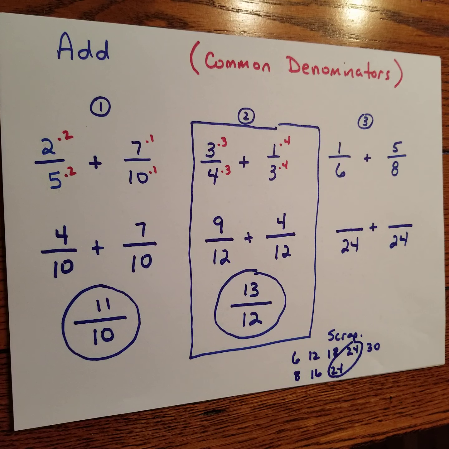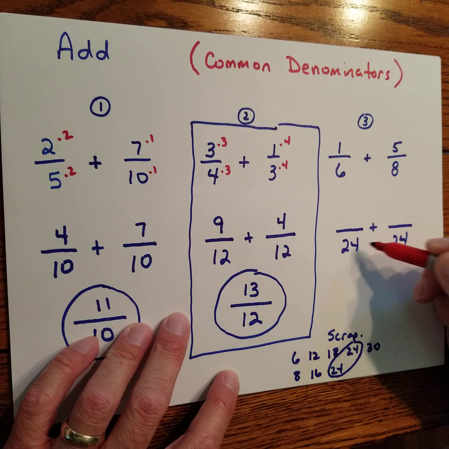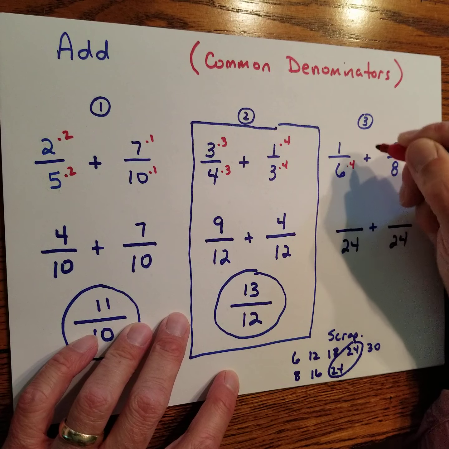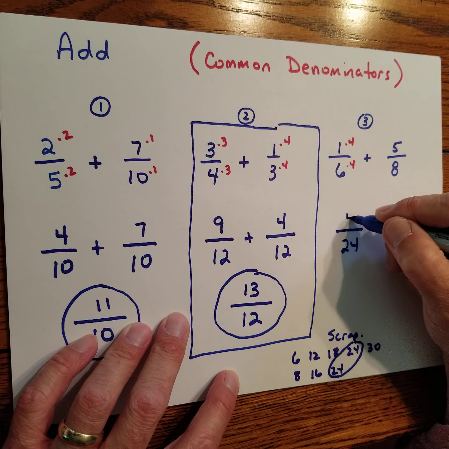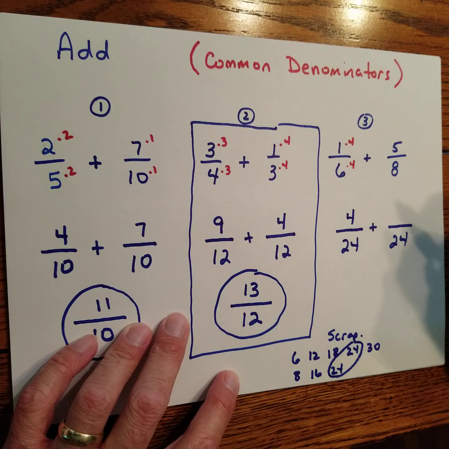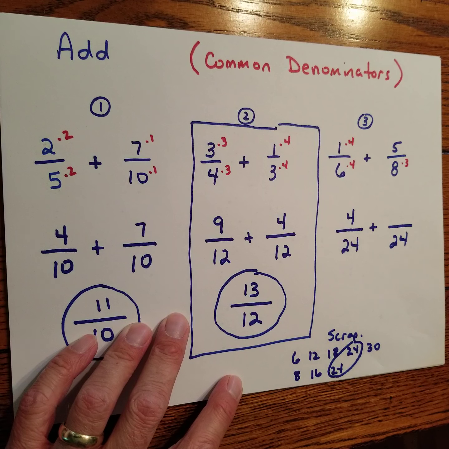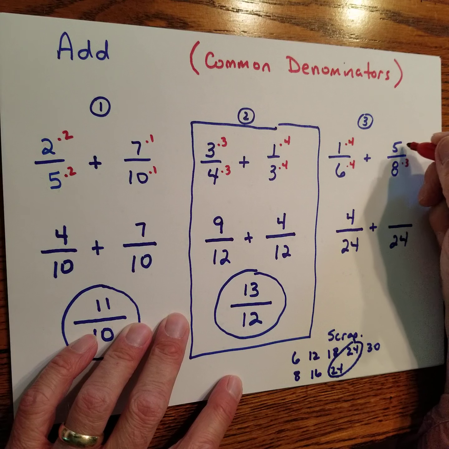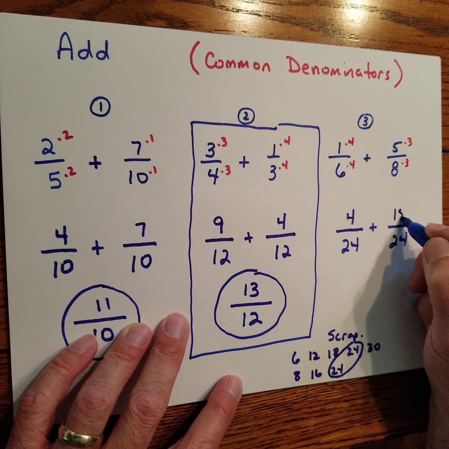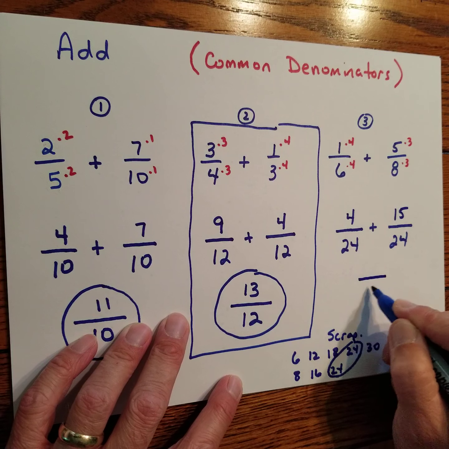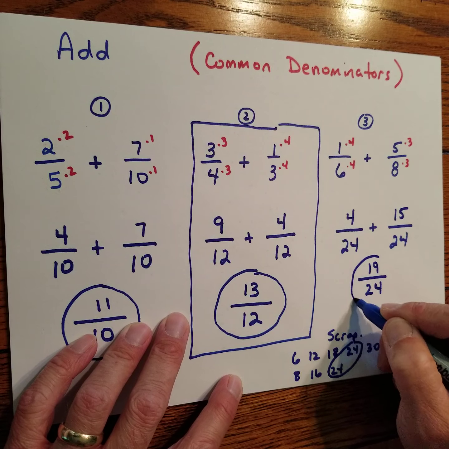All right, let's get the numerators. What do you multiply times 6 to get 24? Is 4. 1 times 4 is 4. What do you multiply times 8 to get 24? Is 3. Multiply the numerator by 3. Is 15. Now keep the common denominator and add up the numerators. Got it.